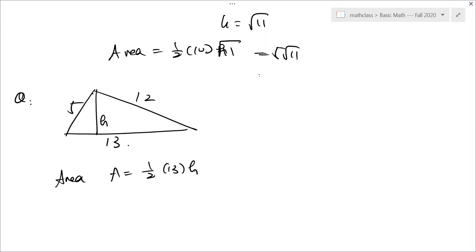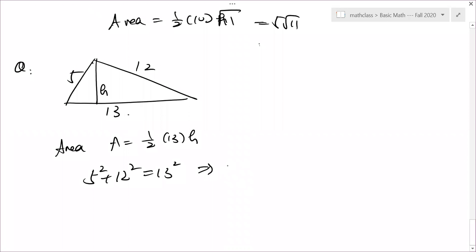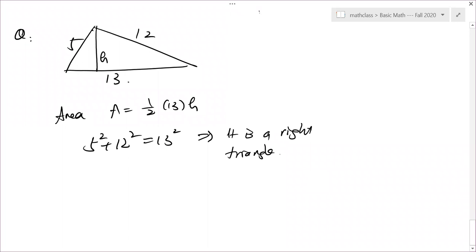But 3 sides are given, so this triangle is already completely fixed. So we are lucky here. We know that 5 squared plus 12 squared equals 13 squared. So this means it is a right triangle. Therefore, the area can be calculated as just half of 5 times 12. That is going to be 30. So 30 is the area of the triangle.